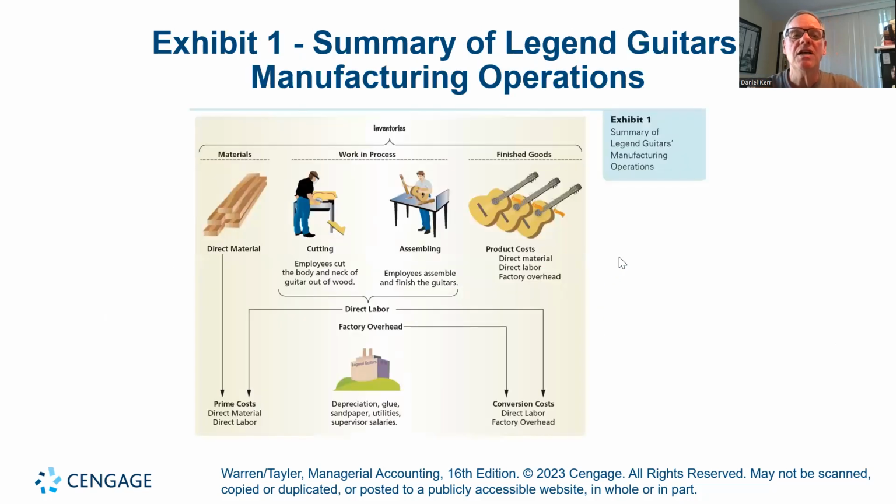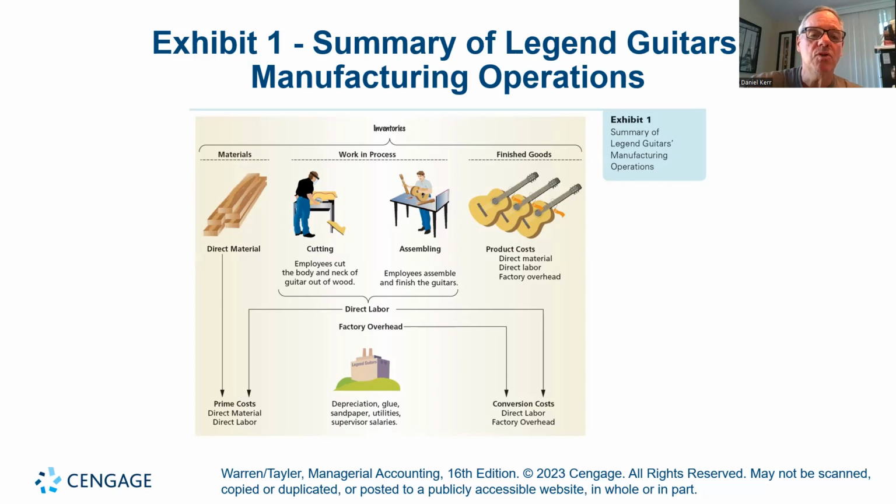So here is a summary of the Legend guitars, and you'll recognize some of the visuals, and hopefully you'll recognize some of the graphics as well. So we know at the top row going across there, we have 3 different types of inventory. We've got materials inventory, we've got work in process, and we've got finished goods. So the direct material would be the wood. And then when we cut the wood up, it becomes work in process. And when we assemble the wood, it becomes work in process. And when the products are fully assembled, then the costs are transferred out of work in process to finished goods.